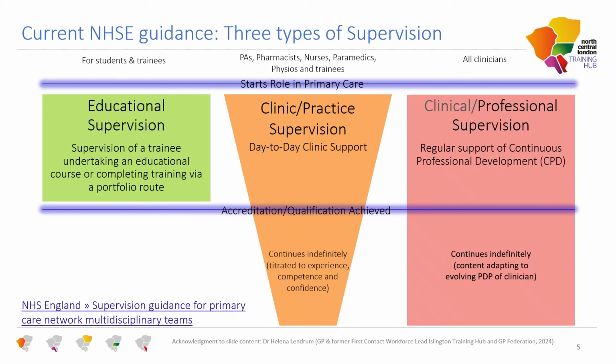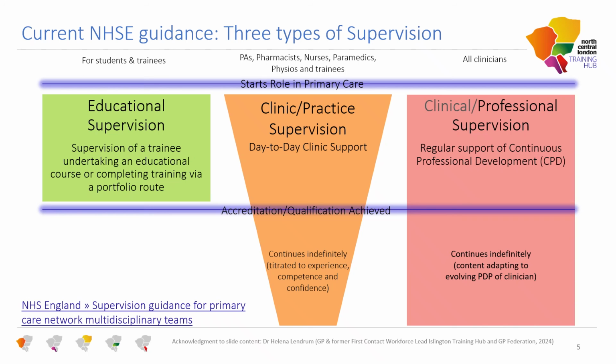In the first column, in green, we start with the staff member starting a new role in primary care for the first time. Initially, that staff member will require educational supervision. This is to support them reaching proficiency. It is time limited and ends when they obtain their full qualification or accreditation. Examples of this phase would be a pre-registration pharmacist or an FCP physio completing stage 2 of the roadmap to practice.